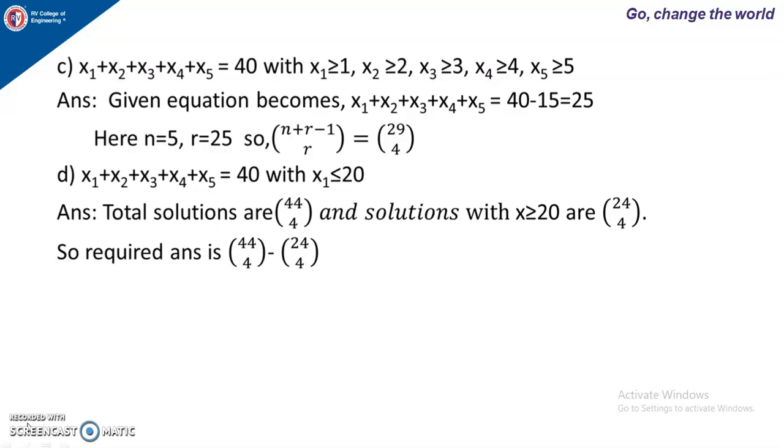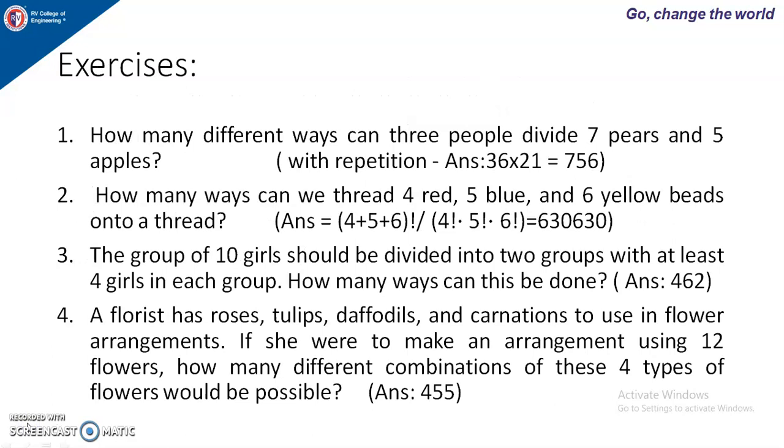D. x1 + x2 + x3 + x4 + x5 = 40 with x1 ≤ 20. Total solutions are 44 choose 4, and the solutions with x1 ≥ 20 are 24 choose 4. Therefore, the solutions with x1 ≤ 20 will be 44 choose 4 minus 24 choose 4. These are some of the exercises which you can solve.